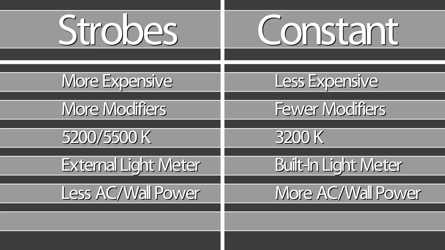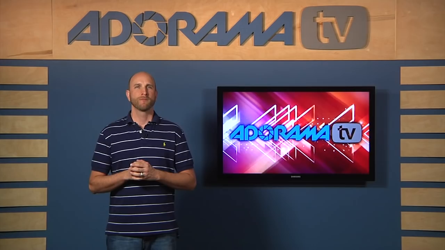A strobe needs something to trigger it. It needs a cable or a pocket wizard or maybe a line of sight trigger that's on your camera. It needs something to tell it to fire, whereas an always on light doesn't need anything. It's just always on.